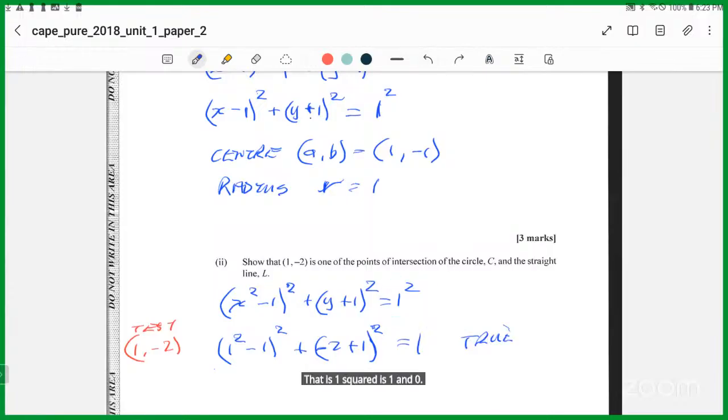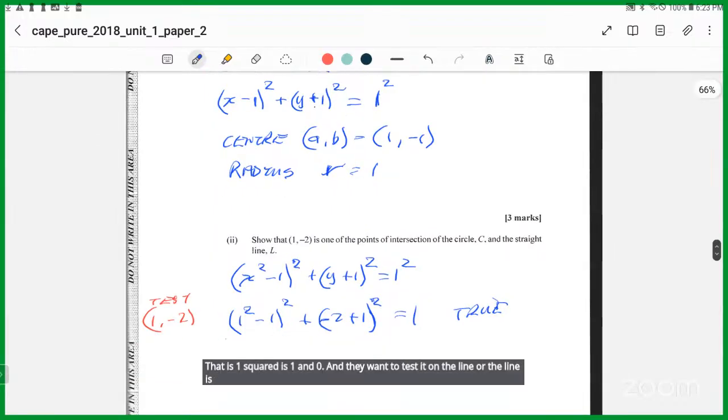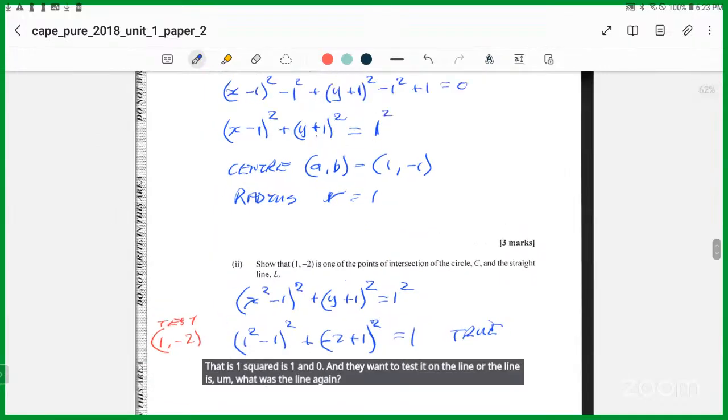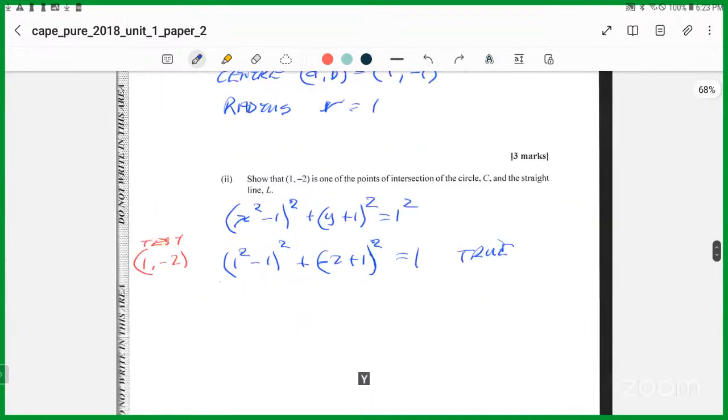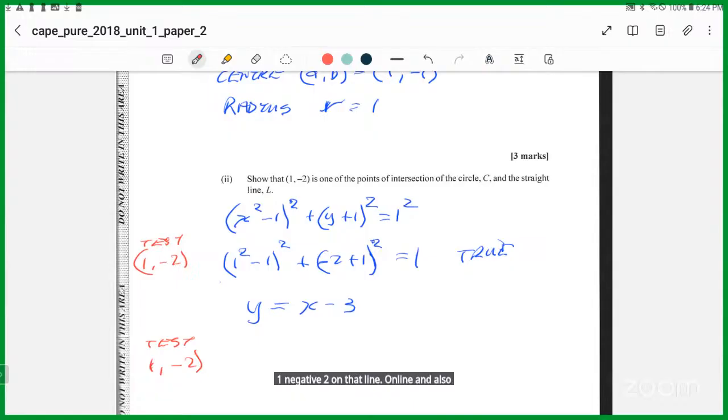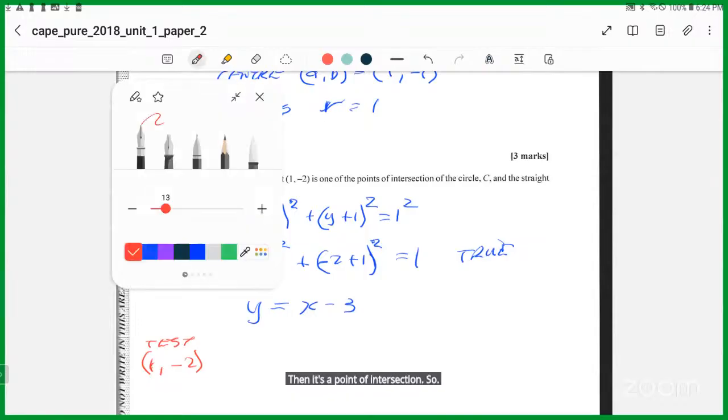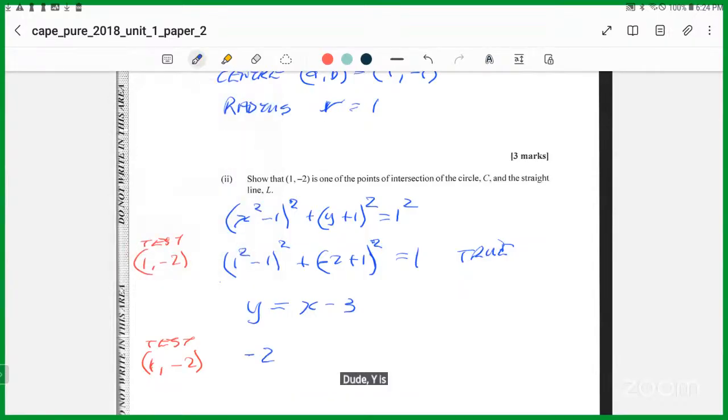And then we want to test it on the line now. The line is, what was the line again? Y equals x minus 3. Y equals x minus 3. I'm going to test 1, -2 on that line. If it's on the line and also on the curve, then it's a point of intersection. So the y is -2, and that becomes equal to the x value, which is 1 minus 3, and this also is true.